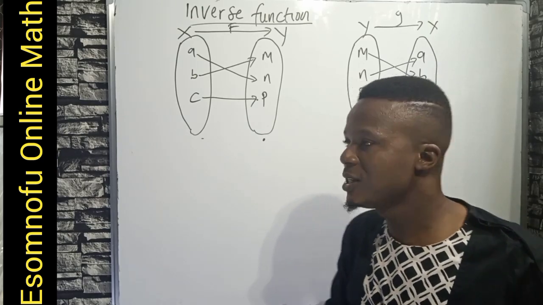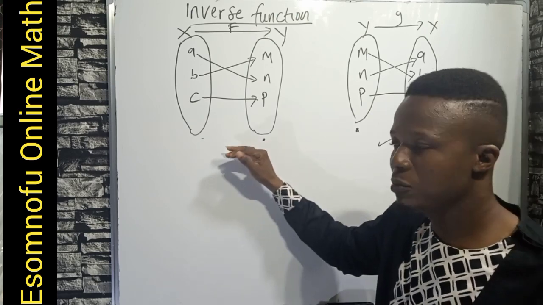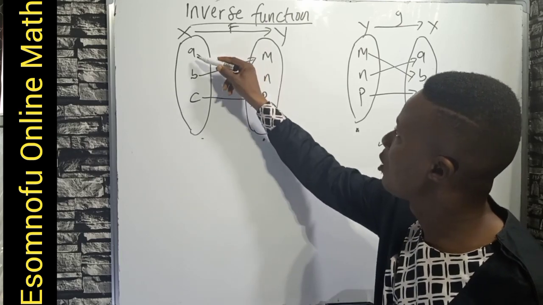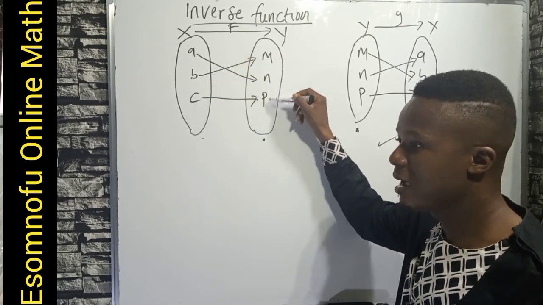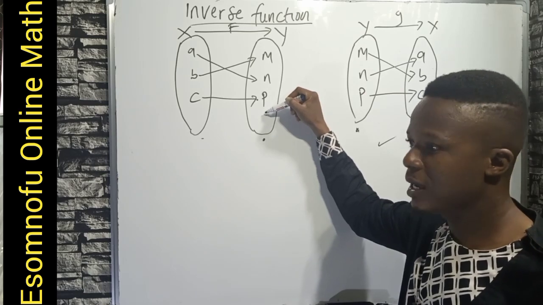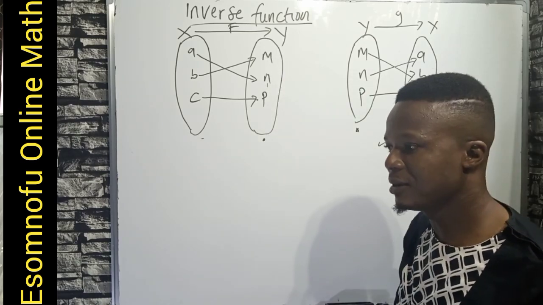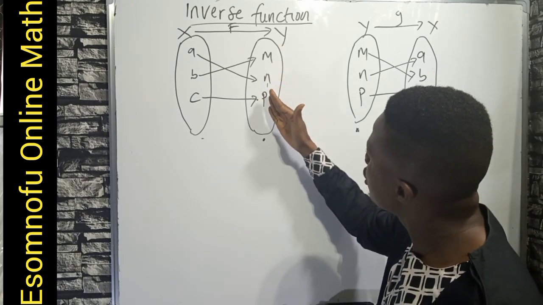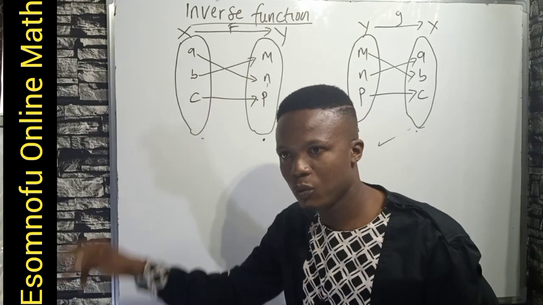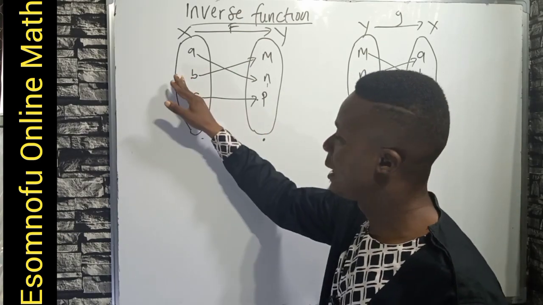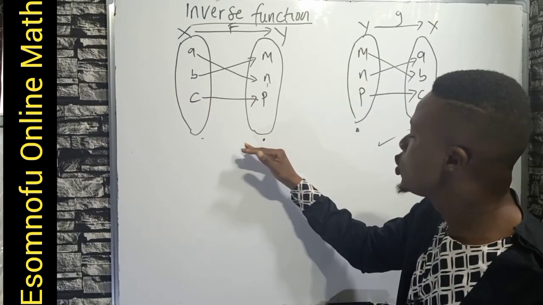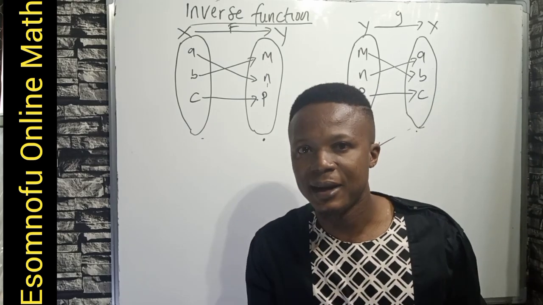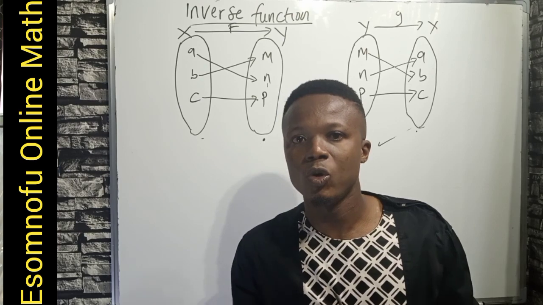And we observe that this kind of mapping is also an onto mapping. In an onto mapping, you see that every element in the codomain has an image, and no element is left behind in the codomain. So all the elements in the codomain are mapped into at least one element in the domain. So this mapping is both onto and one-to-one. Therefore, for you to say that a mapping has an inverse, it must be one-to-one and also onto.